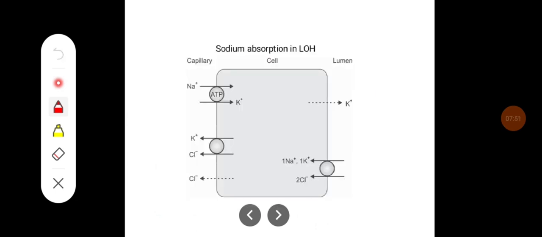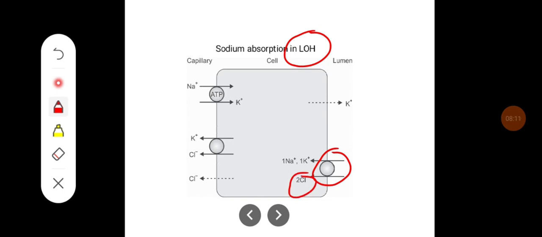And this is how sodium is reabsorbed from the loop of Henle. That is, it is mainly reabsorbed by the sodium-potassium-2-chloride pump, with the exchange with the 2 chloride ions.